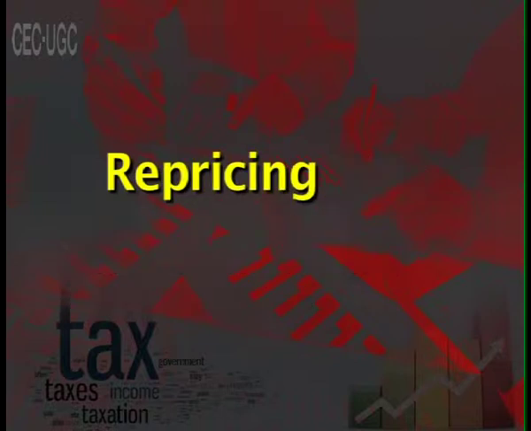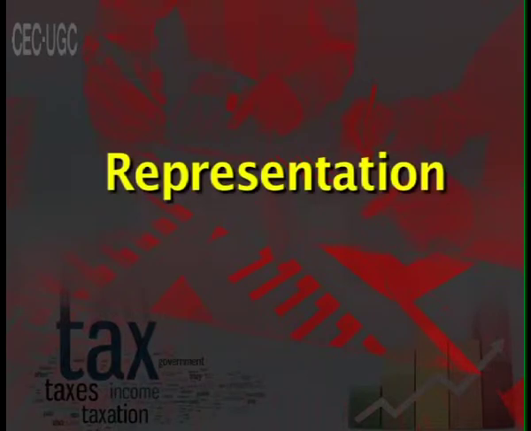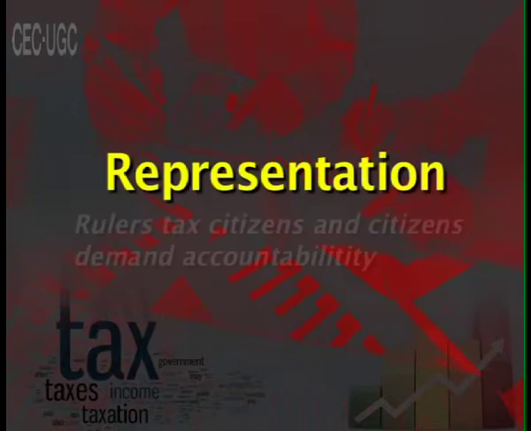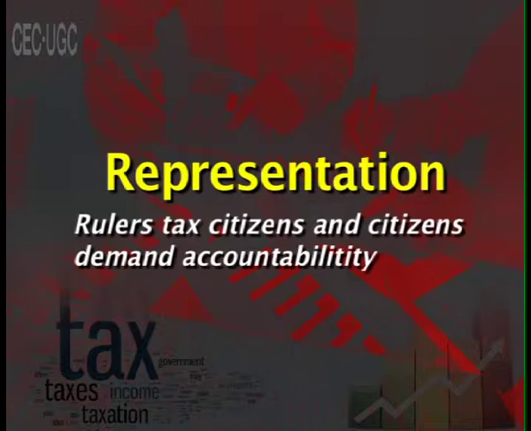The third purpose is repricing. Taxes are levied to address externalities. Tobacco is taxed to discourage smoking. The fourth consequential effect of taxation is representation. Now, what is this representation? Rulers tax citizens, and citizens demand accountability.